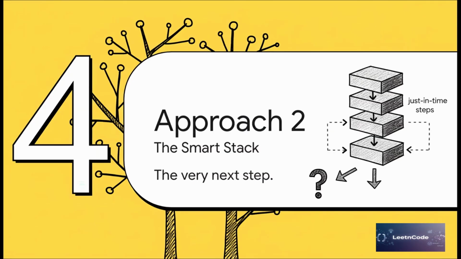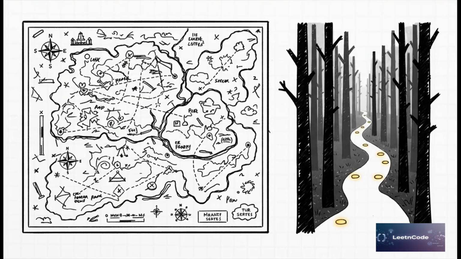Instead of creating a full map of the journey, we're just going to figure out the very next step, and we'll only do it right when we need to. Let's call this the smart stack approach. The whole idea here is to stop thinking about a complete map. Instead, think of it like leaving a trail of breadcrumbs. We don't need the whole sorted list at once. We only ever need to find the single next smallest number. And we're going to use a classic data structure, a stack, to keep track of that breadcrumb trail for us.